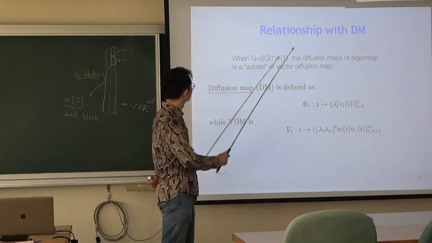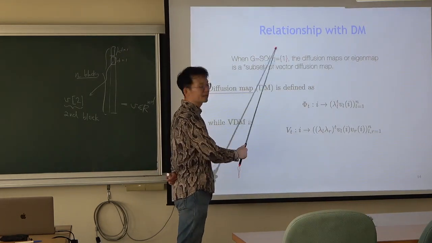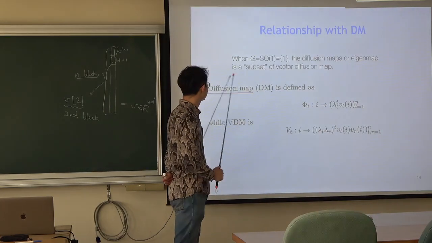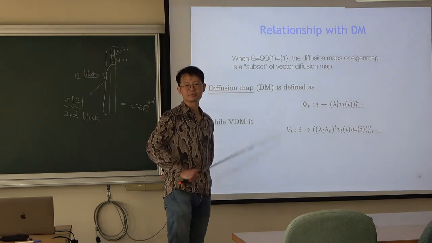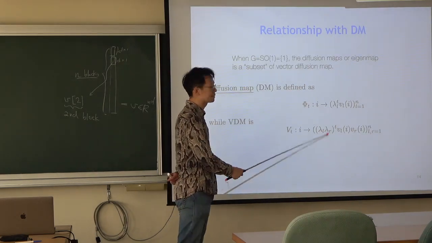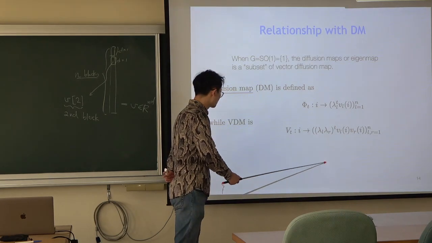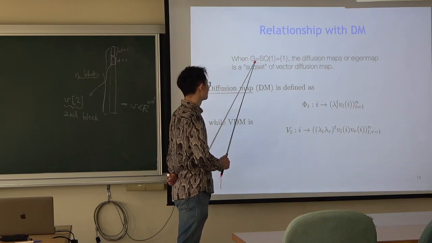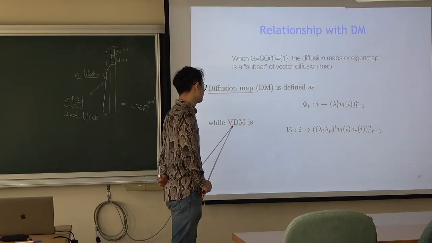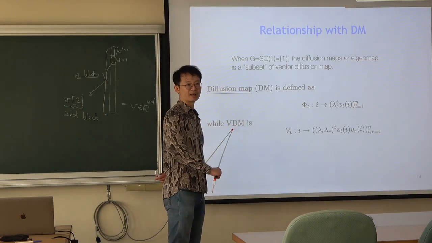Okay, so when you really have a trivial connection, the diffusion map and vector diffusion map are related. But what is the relationship? The relationship is a subset. And one question you can ask is, even if the group G is SO(1), what benefit can you get from vector diffusion map? We do not have an answer at this moment.